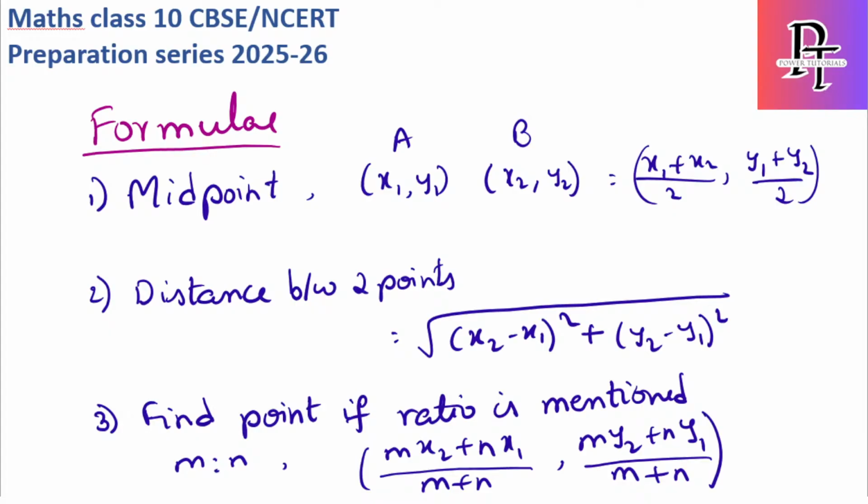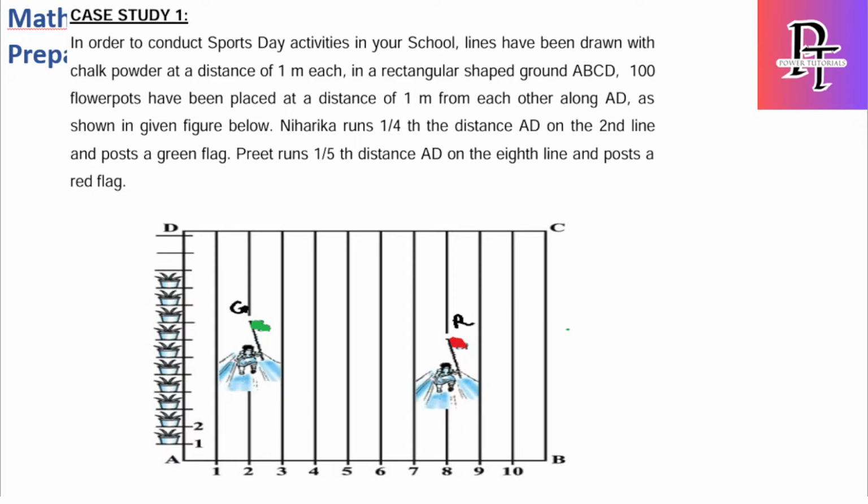Okay, so let's start with the question bank series questions. The first one: in order to conduct a sports day activity in our school, lines have been drawn with chalk at a distance of 1 meter each in a rectangular shaped ground as shown in figure ABCD. 100 flower pots have been placed at a distance of 1 meter each along AD. So AD is the line, and they are saying that 100 flower pots have been placed. Niharika runs 1/4 of the distance AD, and here they are saying that Niharika has reached 1/4 of the distance of AD.